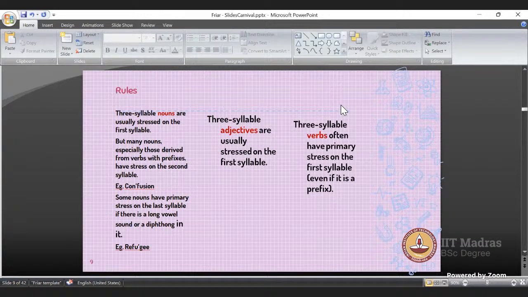There are, needless to mention, a lot of exceptions when it comes to rules like this. But just keep this in mind: for two-syllable verbs, all the time the stress is going to fall on the second one. And if it's a three-syllable verb, then the primary stress will fall on the first one. Just keep that in mind. So this is all I have to discuss with you in terms of rules.